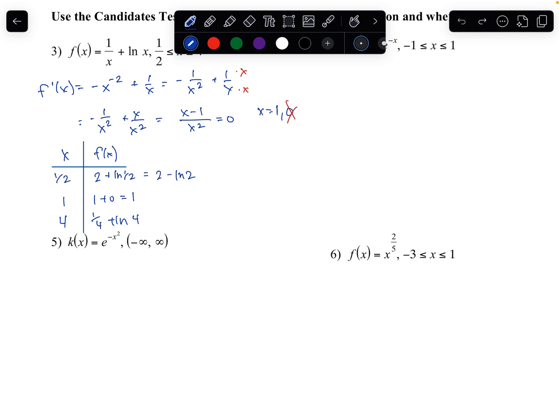Oof. I don't want to. Okay, fine. 1 second. Where's my calculator? All right. So 2 minus the natural log of 2. So this is equal to 1.307, and 0.25 plus the natural log of 4, that's going to be equal to 1.636. So we got a maximum here, and we got a minimum here, the absolute minimum there.